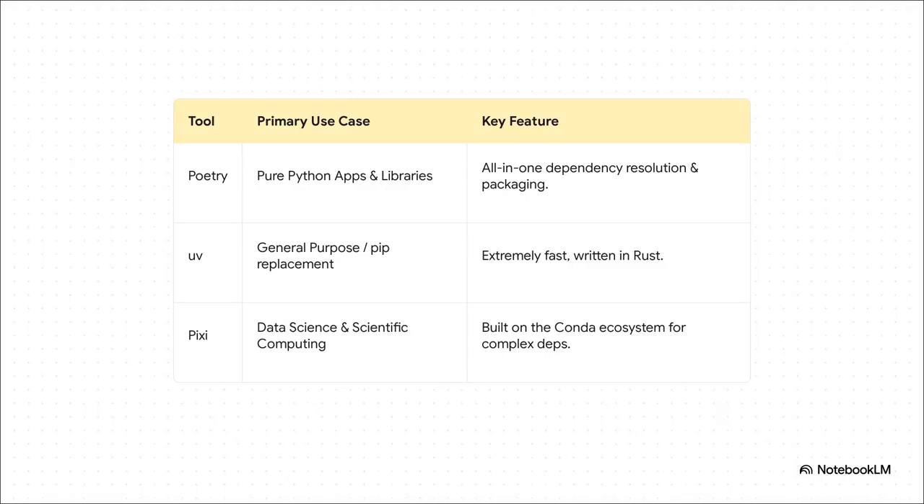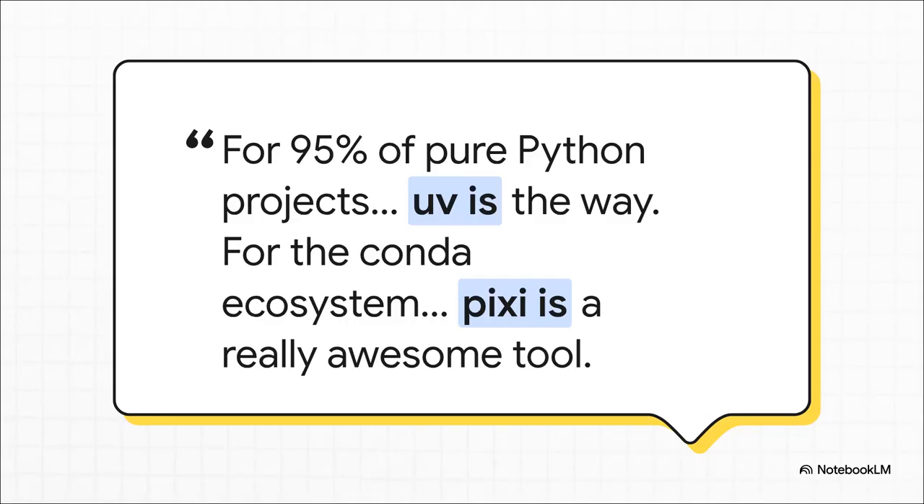For a good while now, Poetry has been a huge favorite. It's a great all-in-one tool. But now we've got UV, a new challenger that is mind-blowingly fast because it's written in Rust. And then, over in the data science world, a tool called Pixi is getting a lot of love because it builds on the Conda ecosystem, which is just fantastic for handling complex, non-Python dependencies. So where is the community actually landing on all this?